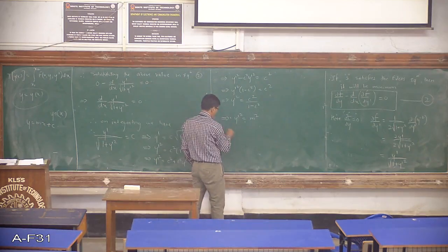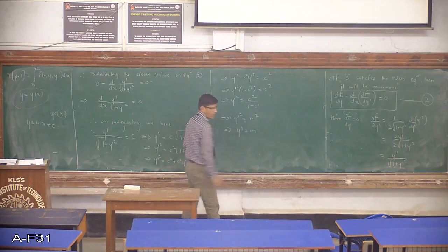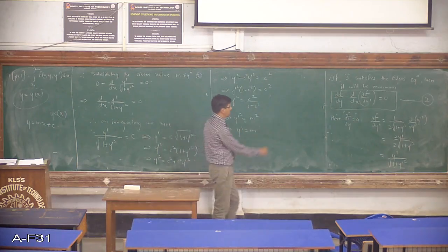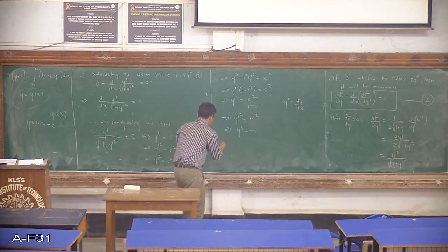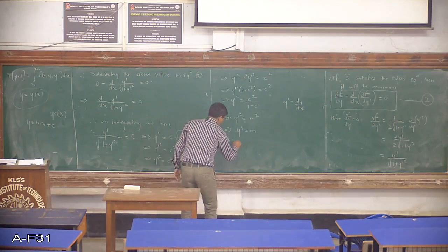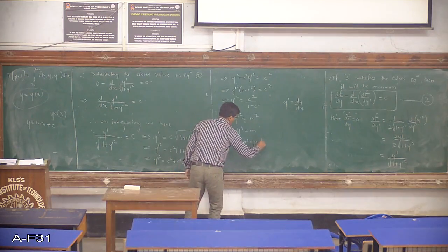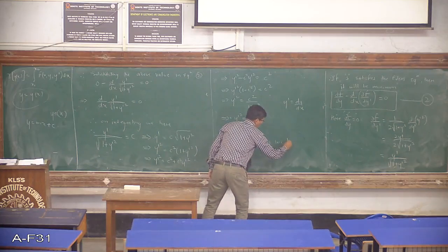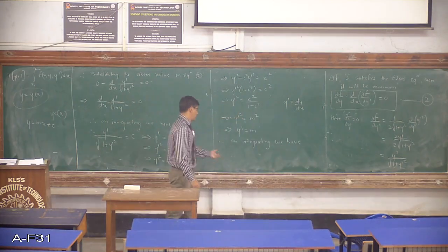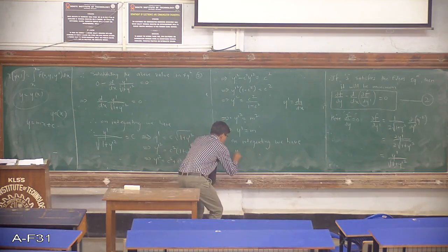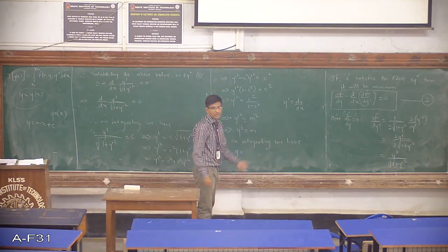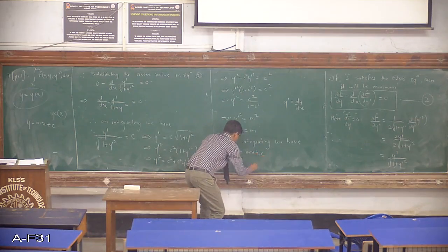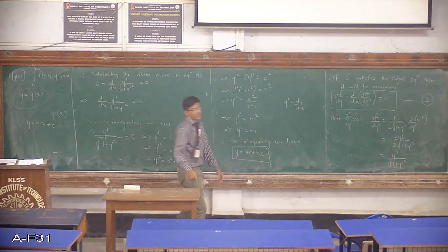So if you write, this square and that square get cancelled, so y1 is equal to m. Now this is nothing but y prime, that is dy by dx. Therefore, on integrating, we have y is equal to the integration of m, which becomes mx plus c. So this is your solution, which is a straight line, and that is what we have proved.